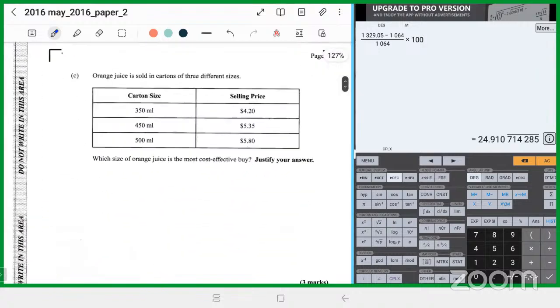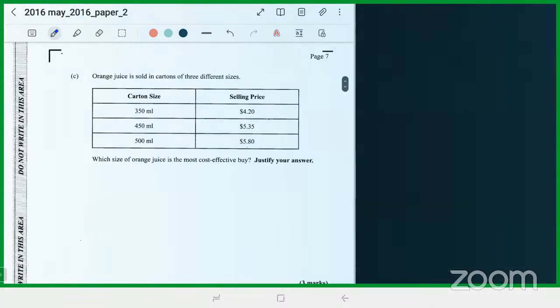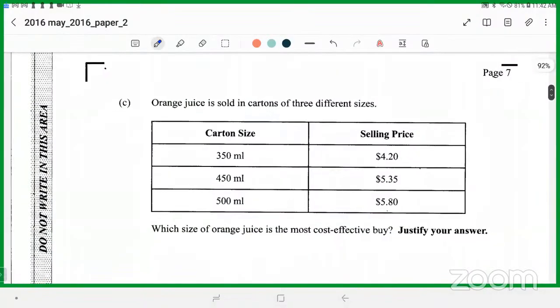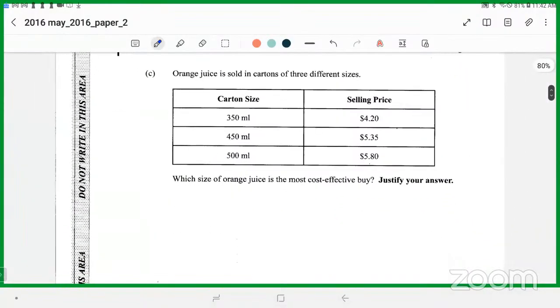Next question. So this is something we did in the class yesterday. Remember, I told you that this can be done multiple ways. It's a better buy question. It says orange juice is sold in cartons of three different sizes. These are the three sizes, and these are the prices. It says which size is the most effective buy, just as saying which size is the better buy. Which one are you getting more value for your money?